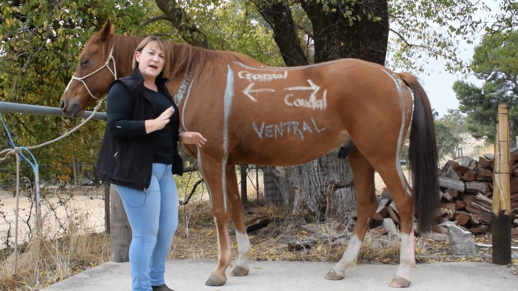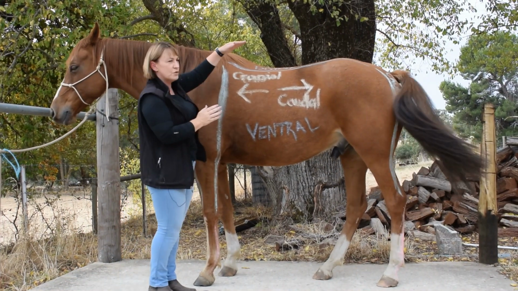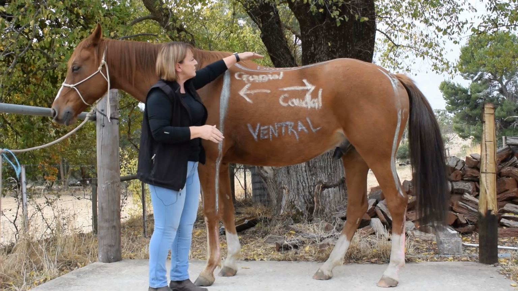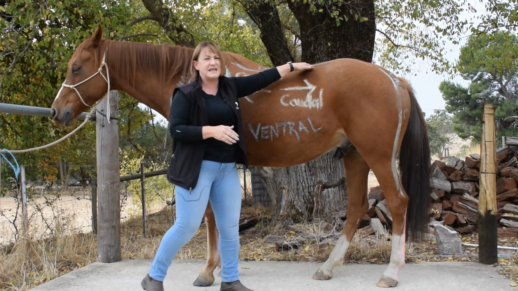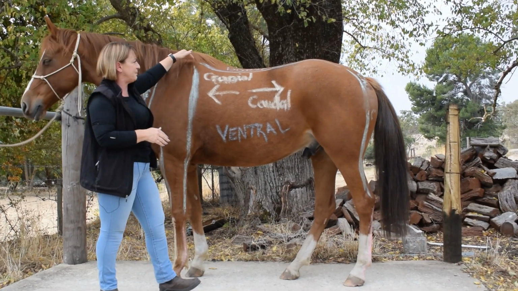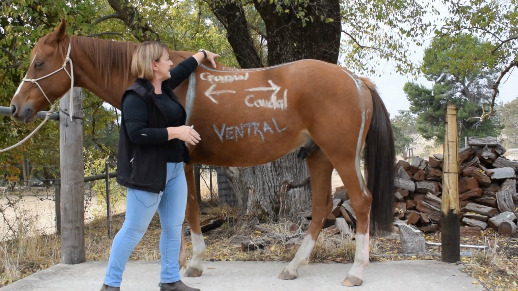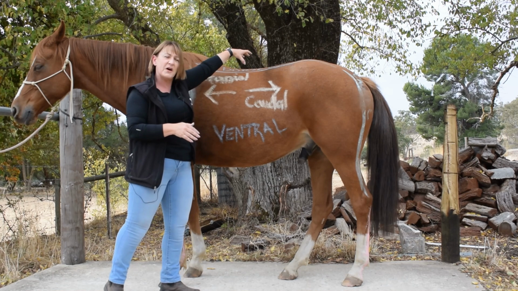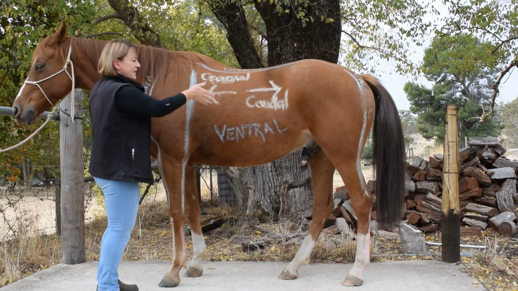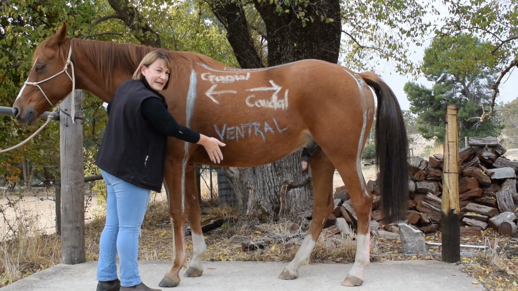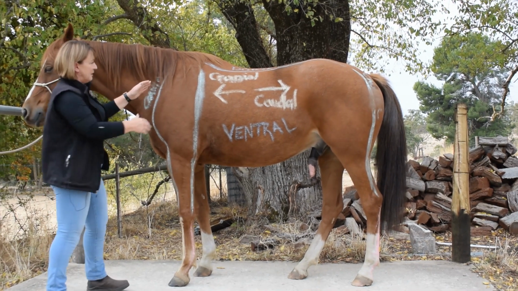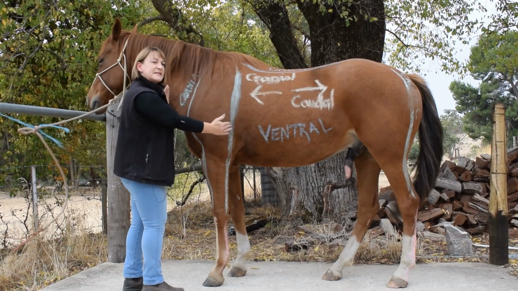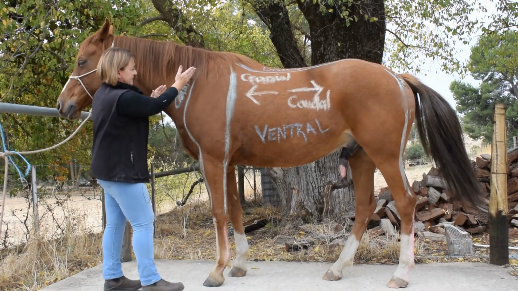The other two major directional terms are dorsal and ventral. Dorsal is toward the spine, and this blue line here is really representing the spine area. So anything this way and above and towards the spine is dorsal direction, and anything towards the belly is then ventral direction.